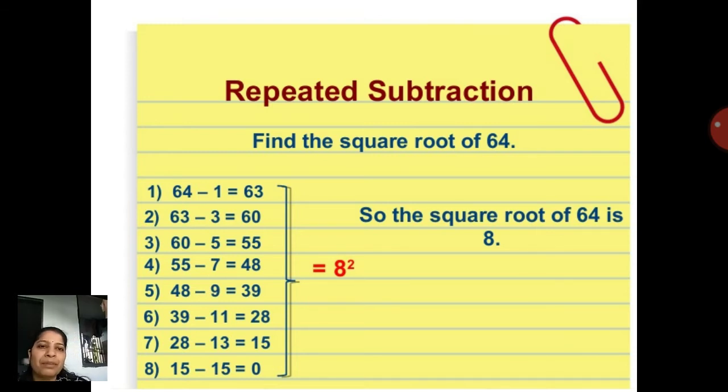How many steps did we perform to get 0? In total 8 steps. So the square root of 64 is 8. This is a simple method, but it is not applicable for big numbers. It can be applied only to small numbers.